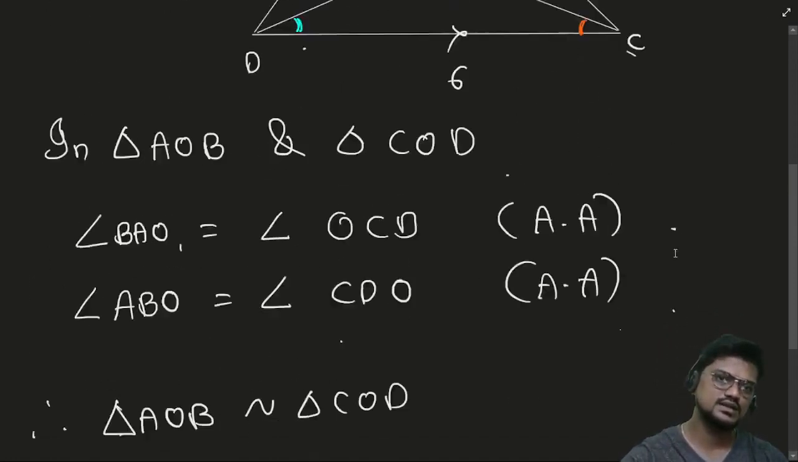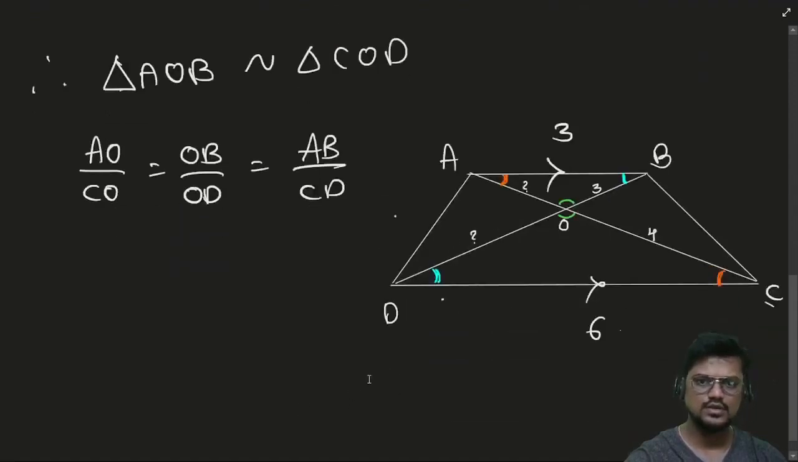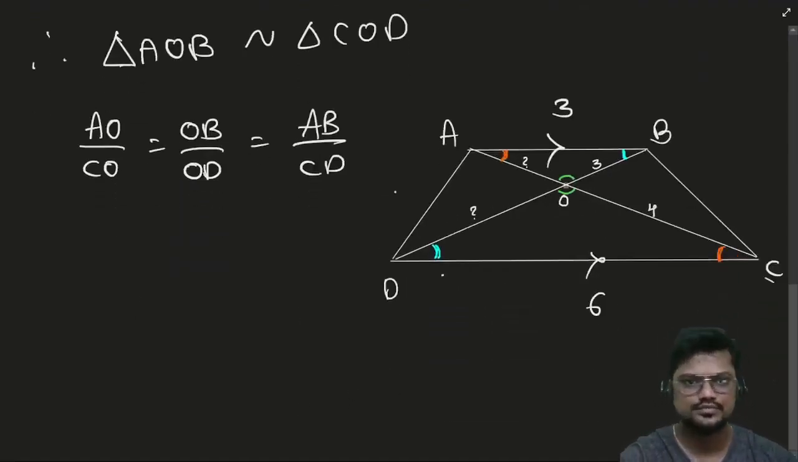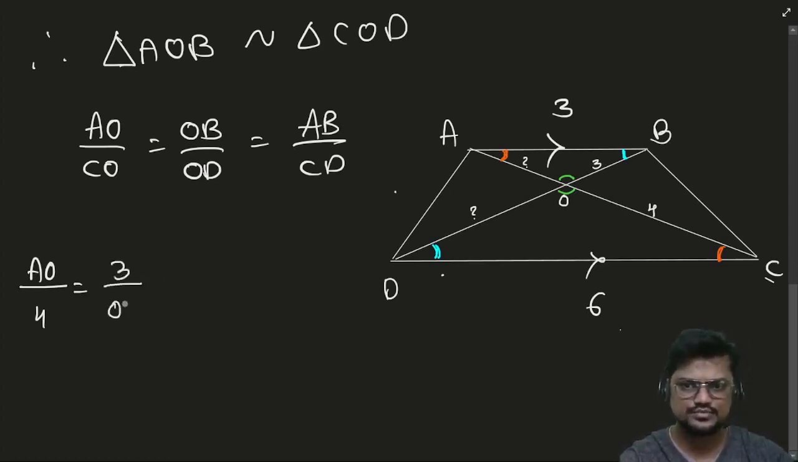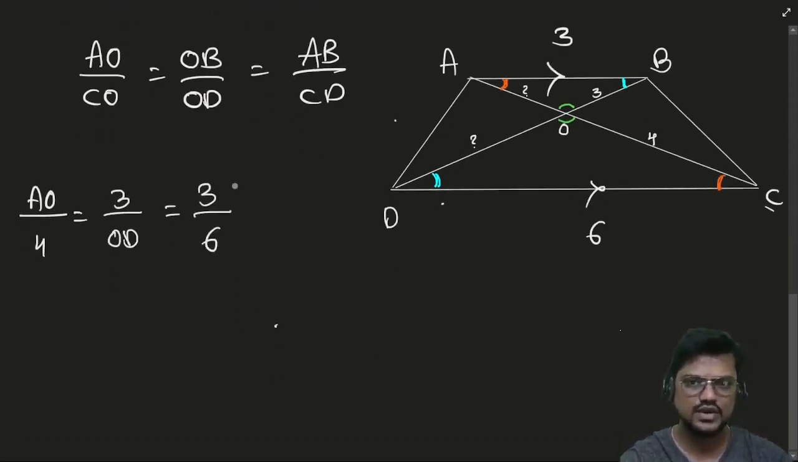Now what I will do, I'll take the triangle. What is the value of AO? That I don't know. What is the value of CO? I know that, 4. What is the value of OB? That is 3. What is the value of OD? That I don't know. What is the value of AB? That is 3. What is the value of CD? That is 6. So if I take this, I get the value of OD. So 3 upon OD.